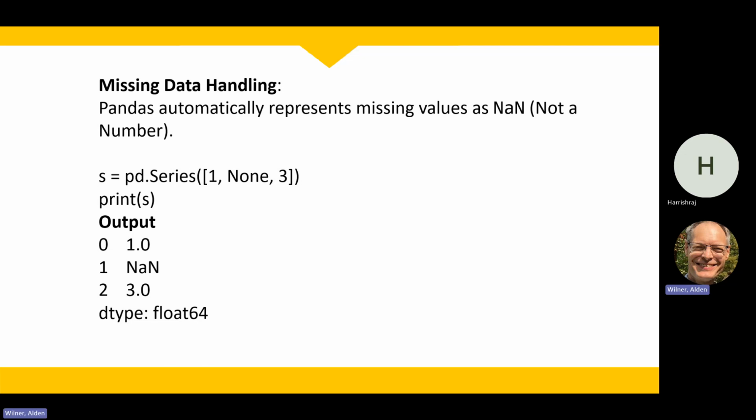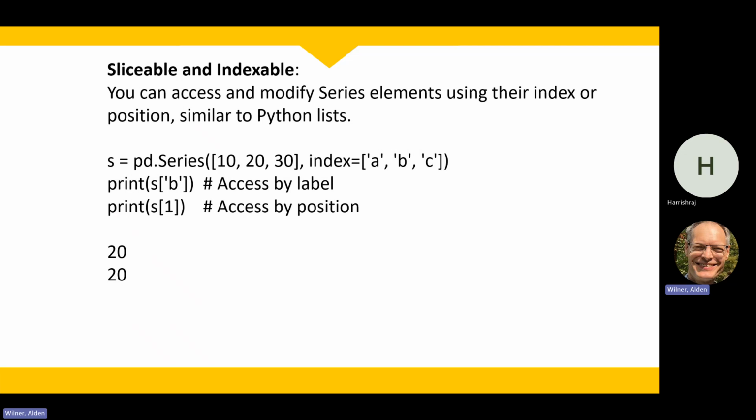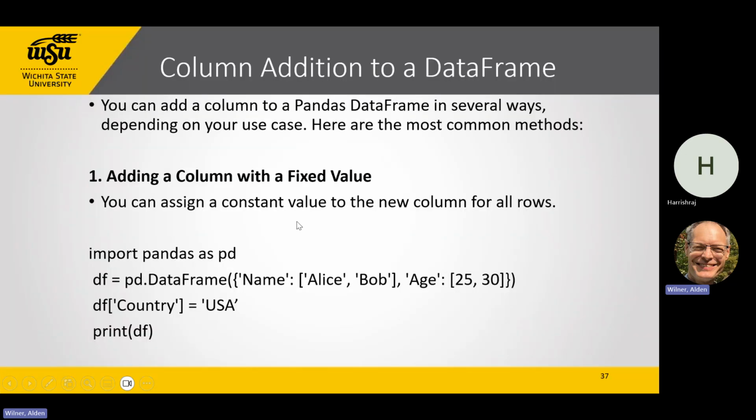This is how we indicate an error in there. If you do the divide by 0 and catch the error there, right? Sliceable indices, just like data frames. So we can print label sub B by index or by position. We can do column addition in a data frame. So we can add a fixed value.